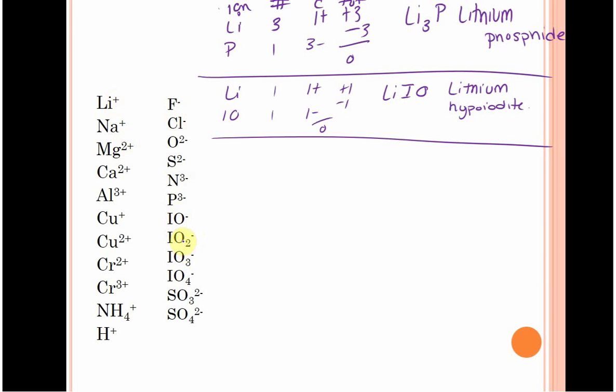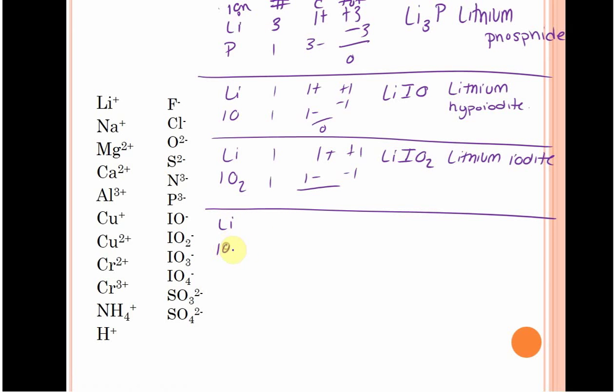For iodite, Li and IO2. Plus 1 because it's in group 1, and minus 1 because you've memorized it. Again, they already cancel, so you just need one of each, LiIO2. We only need one of each, so there's no parentheses here. If you had a parenthesis, it would indicate you had 2 of the ion. So really be careful how you're writing this, okay? It's LiIO2, just like that. Lithium is still just lithium. Iodite is iodite.